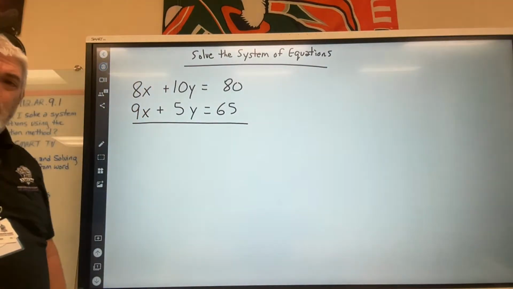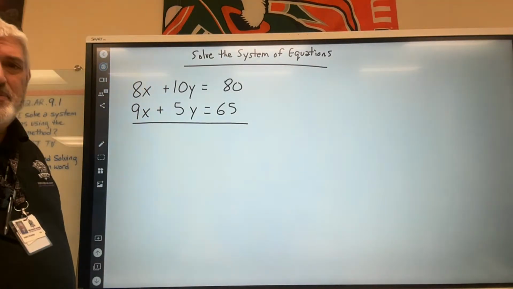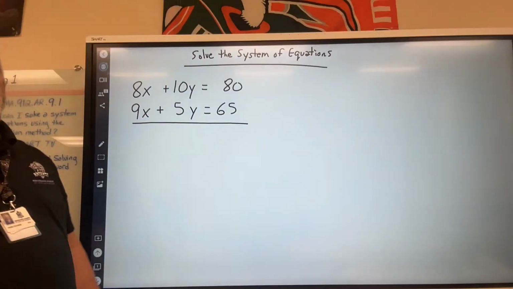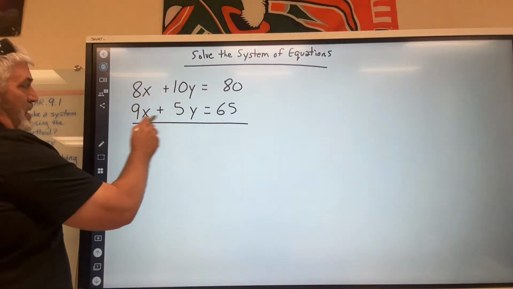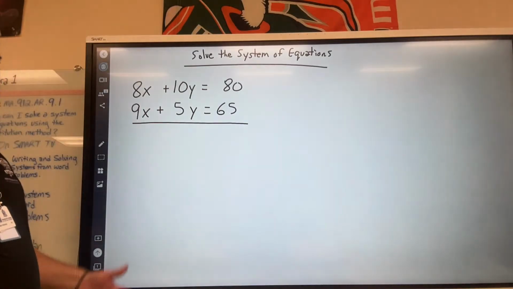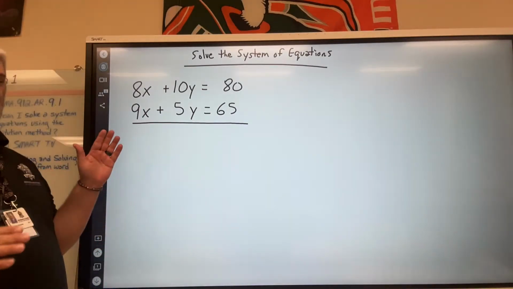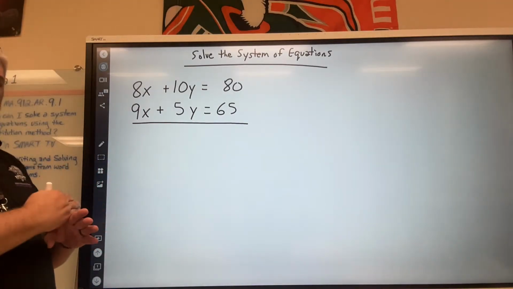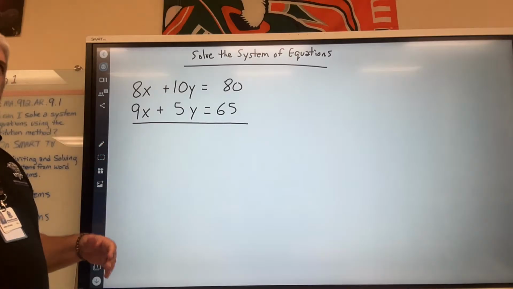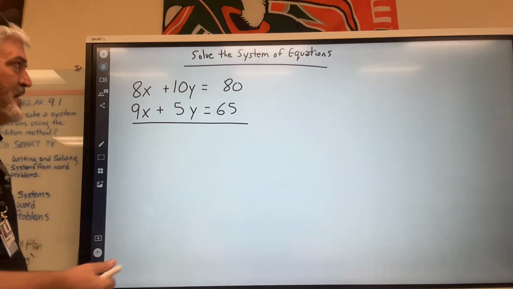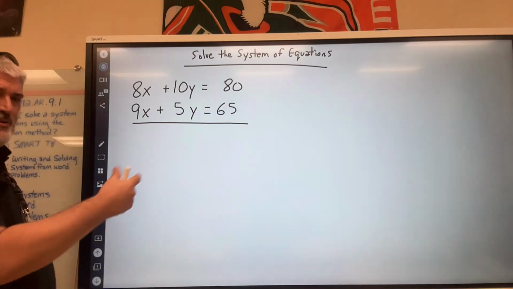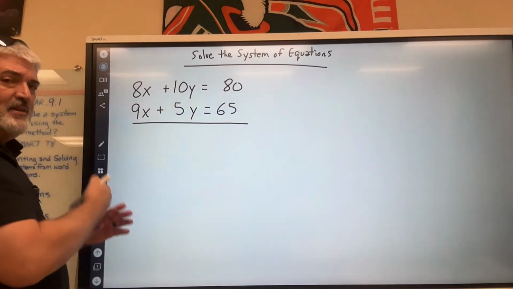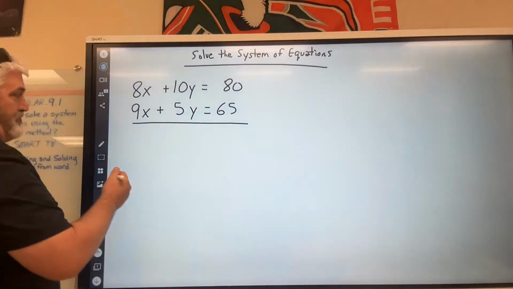Okay, today we're going to talk about solving systems of equations by using the substitution method. Here we have two linear equations. If we were to graph them, they would be lines on a graph. At some point, in most cases, they will cross. What we're trying to figure out is at what coordinate these two linear equations intersect or touch.